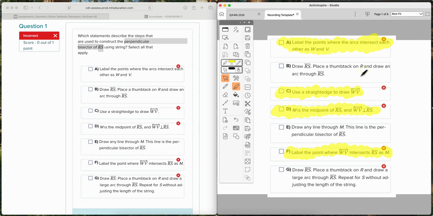So I look for one that talks about arcs. Draw RS, place a thumbtack on R, and draw an arc through RS. Or draw RS, place a thumbtack on R. Okay, so these are the same steps, so I know it's one or the other. Draw a large arc through RS, repeat for S without adjusting the length of the string. Right, so that's how we do it. We make the arc from both points when you're doing perpendicular bisectors, so this is a better answer than B, because B is saying to just make the arc from one point.